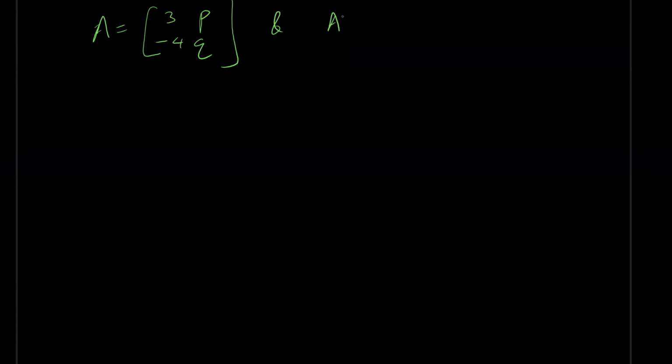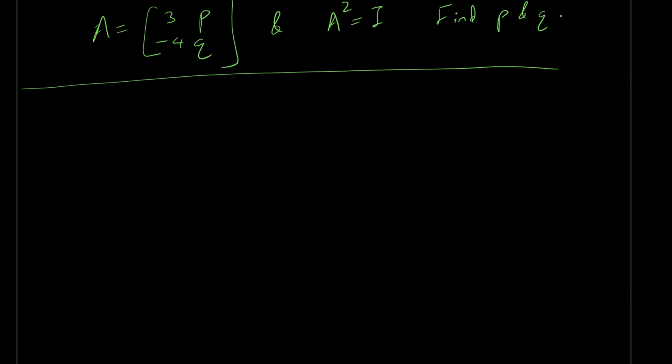Okay, let's say A is 3P, negative 4 and Q, and A squared is I. Find P and Q. Okay. Again, pause the video and try it. Assuming you have done it, solution.